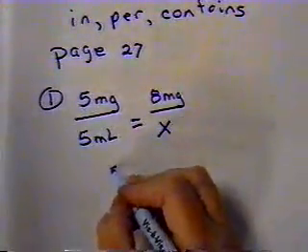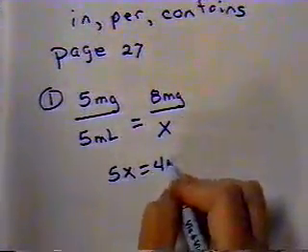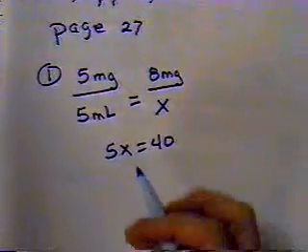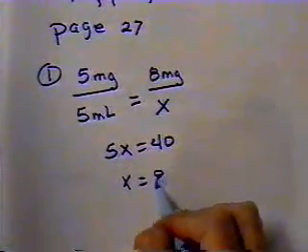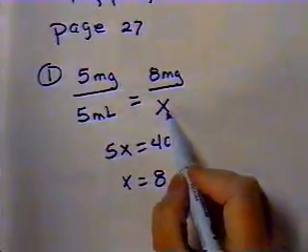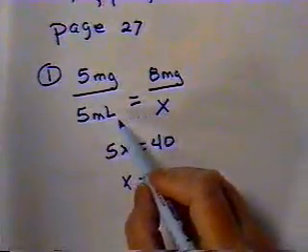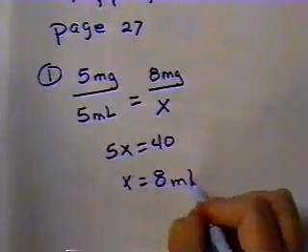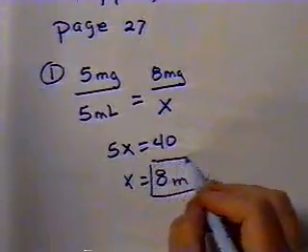So here, 5x is 40. When I divide by 5, x is 8. And we look up here and look across to see what our label is. So our answer is 5 milliliters.